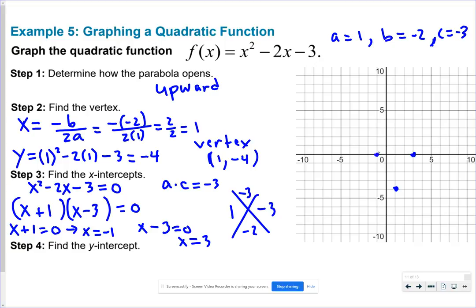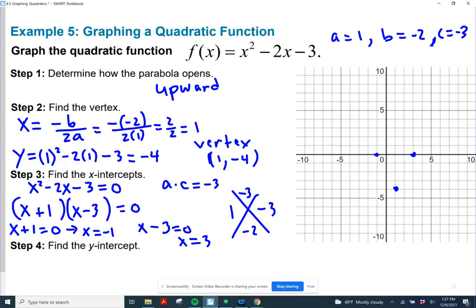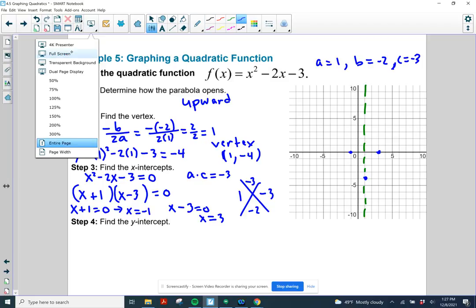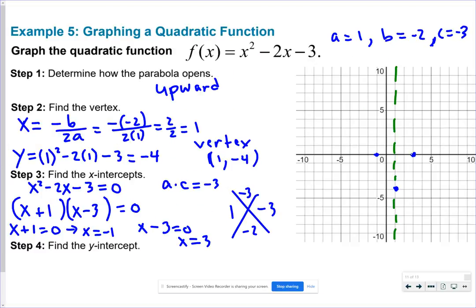Notice that fits with my symmetry line. My symmetry line is through the vertex, vertically through the vertex. So I have to have a point on each side of that axis of symmetry, right? Let me change colors really quick. Draw that symmetry line so you can visualize it. There's my symmetry line right through the vertex. My x-intercepts have to be mirror images or reflections across that line. Okay, they are 2 units away on each side. All right, so we've got the x-intercepts.